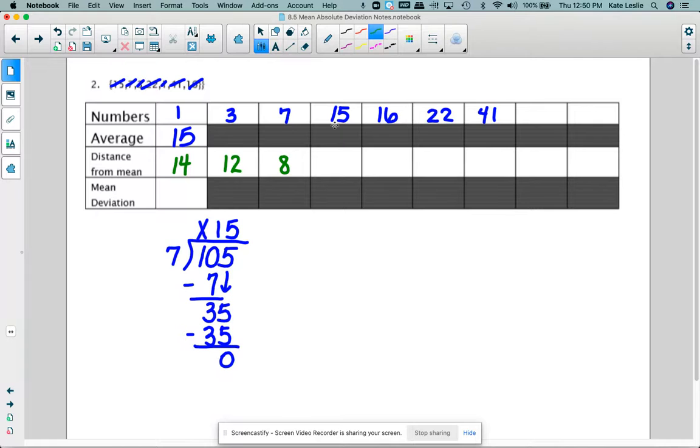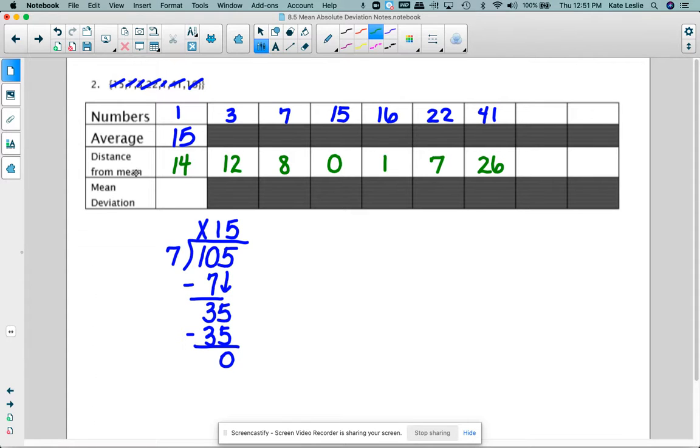I'm just going step by step. Don't let this freak you out. 15 minus 15 is 0. That's okay. 16 minus 15. Remember, you can't do 15 minus 16 or you're going to get -1, and we don't want any negative numbers in our data set. So 16 minus 15 is 1. 22 minus 15 is 7. And 41 minus 15 is 26.